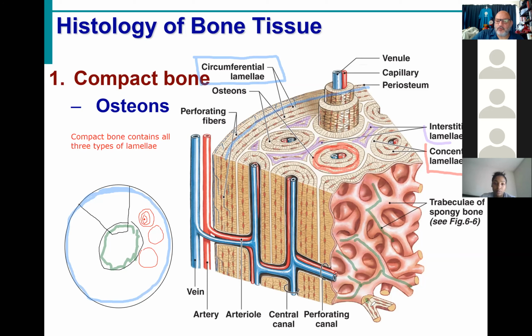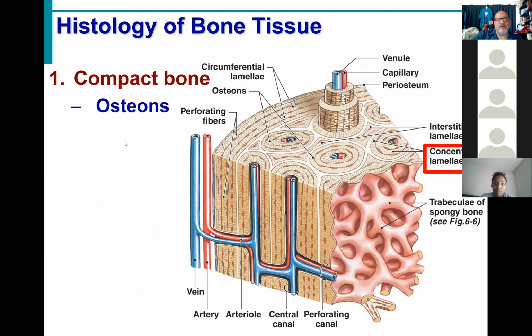But notice they've conveniently cut one of these open for us. And when they cut it open, we can see that it is comprised of layers of matrix. So it's still going to be layers of matrix that form our trabeculae, that form our spongy bone. But it's not going to be all 3 types like our compact bone. So we did that, we made sense of that.